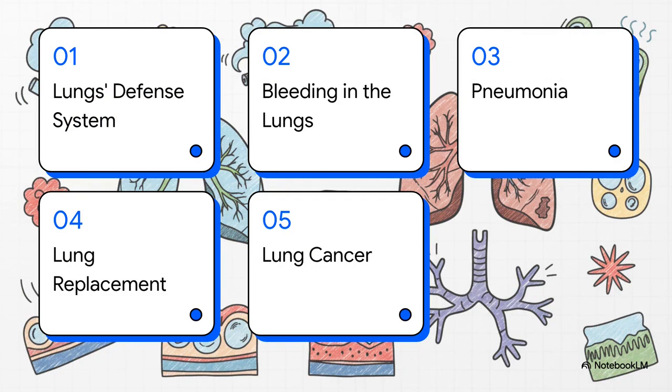So, what's on the menu today? First, we'll see how healthy lungs protect themselves. Then we'll get into the diseases, the real problems: bleeding, infections, what happens when we need a whole new lung, and finally, we will face the biggest enemy, lung cancer.